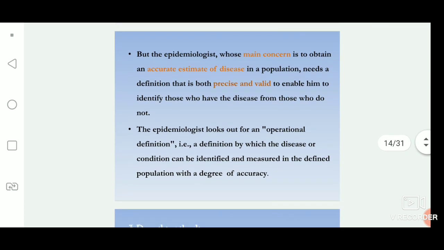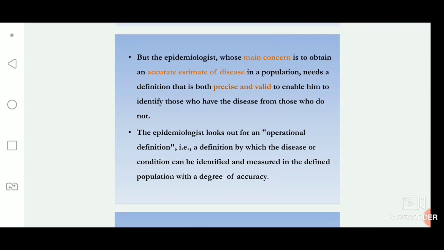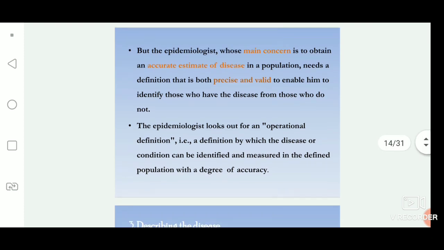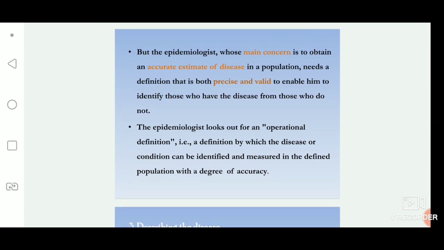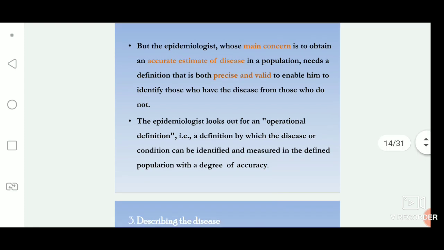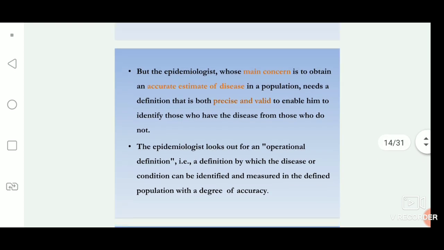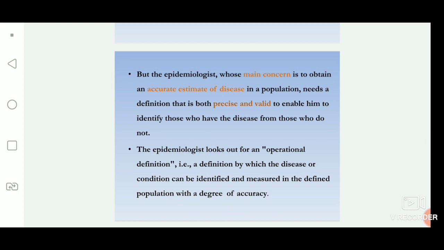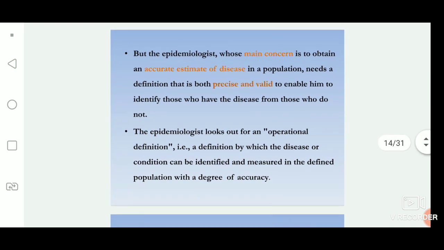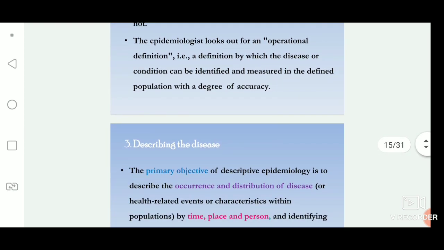So you have to have a clear-cut definition of the disease that you are going to measure in the population. And at the same time, an epidemiologist looks out for an operational definition. Operational definition is what we need to measure in the population so that it is easy to understand. Like a definition by which a disease or a condition can be identified and measured in a defined population with a degree of accuracy. See, it has to be operational in the field so that the disease frequency and disease can be identified in the population easily and accurately.